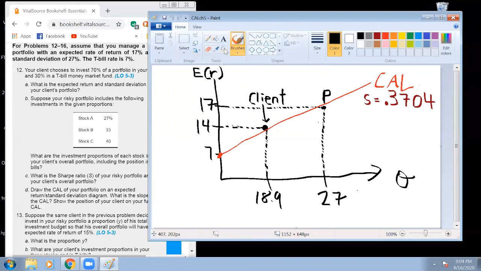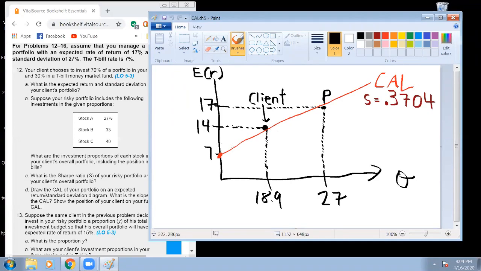So we have the expected return on the y-axis and our standard deviation on the x-axis. These are percents, by the way, I didn't write that down. You have the risk-free rate, 7%. You have the return on the overall portfolio of 14%, and the return on the risky portfolio, 17%, as well as the standard deviation of the overall portfolio, which is 18.9%, and the standard deviation of the risky portfolio, which is 27%. So the capital allocation line, or CAL, is literally just a line of the slope of the Sharpe ratio.